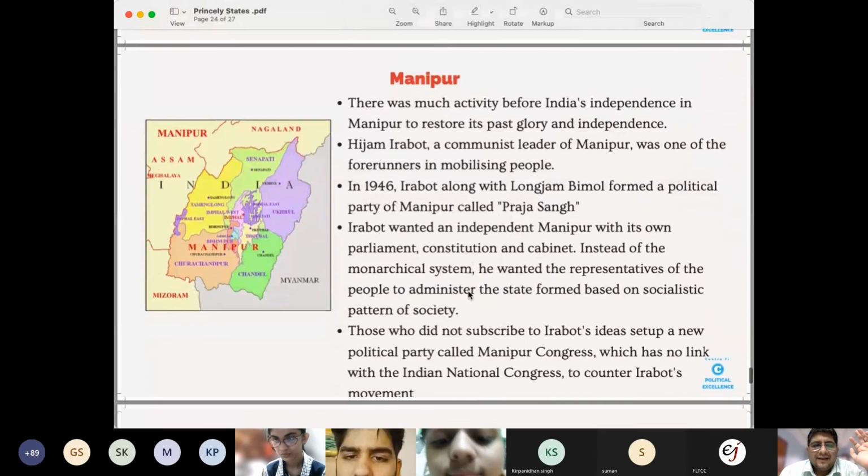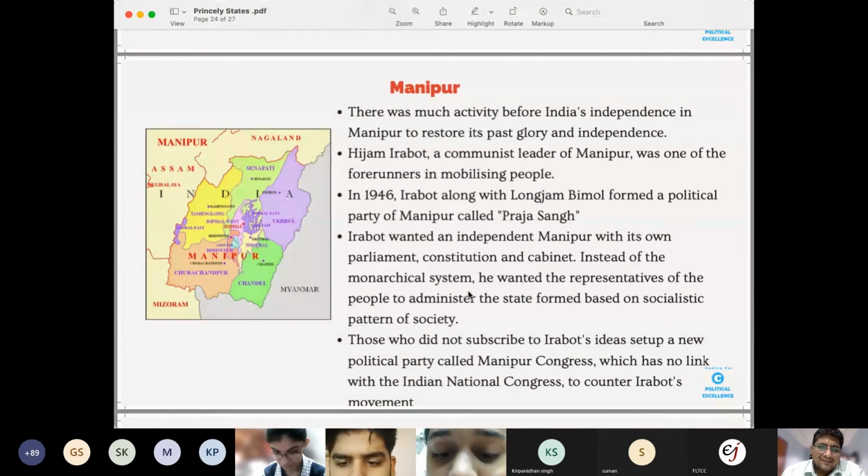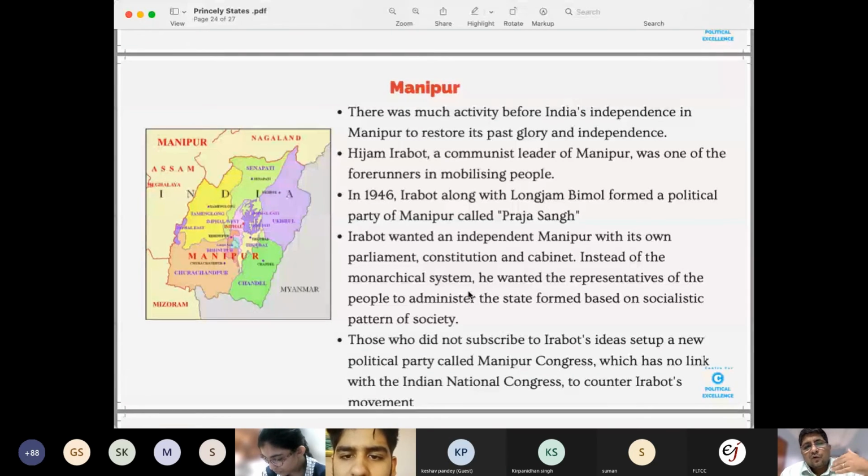The other side of the story is this. Now, when Manipur was there as an independent kingdom, a lot of rebellions had already taken place in Manipur in order to throw the Britishers away and get their independence back. I will not go into those rebellions, but I'll tell you that from 1946 onwards, when India was nearing its independence, there were a lot of other activities which wanted Manipur to remain independent and restore its past glory.